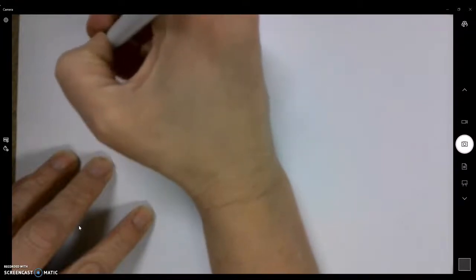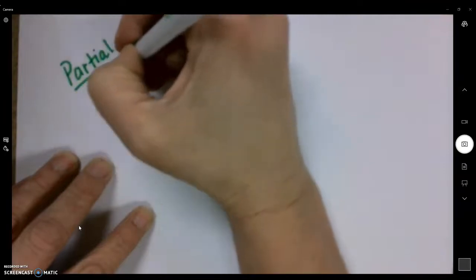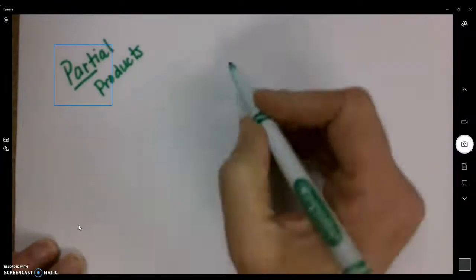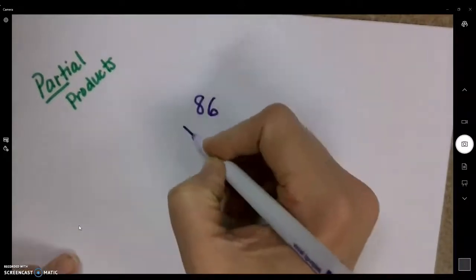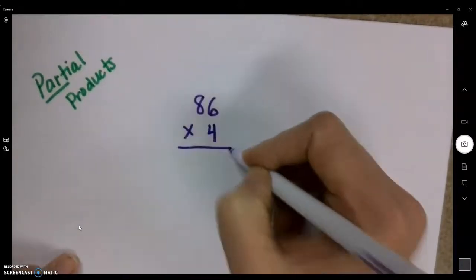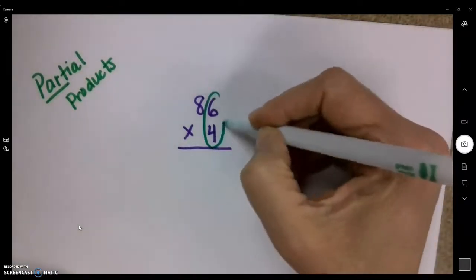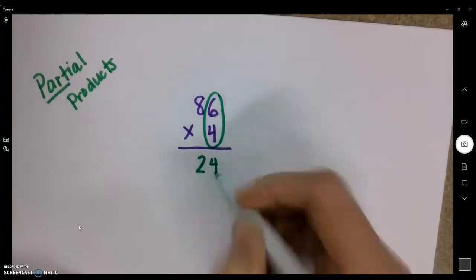Alright guys, we have been working with partial products, and I want you to remember that that means we are finding part of the final product and then adding them together. And so far we have looked at the model that looks kind of like an algorithm. Let's say we're doing 86 times 4. The first method we looked at has us look at our ones and multiply just the ones. 6 times 4 is 24.